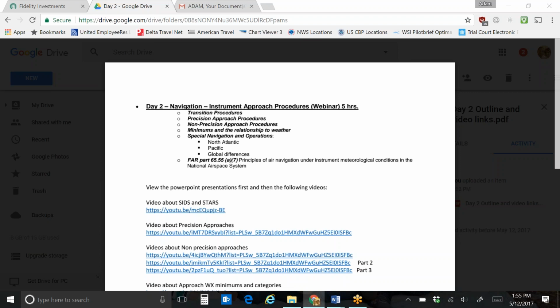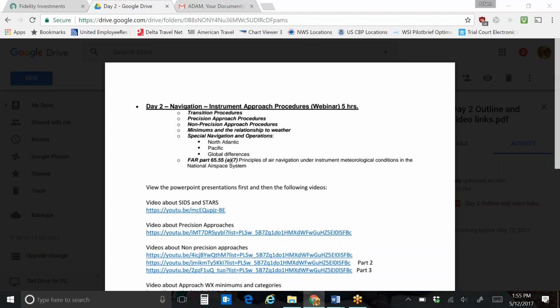Then the next thing you're going to move on to is the minimums and the relationship to the weather. So you're going to start looking at specific approach charts now. All of them have weather minimums on there. And we're going to look at what different types of approaches have better weather minimums. So get to know that as well.